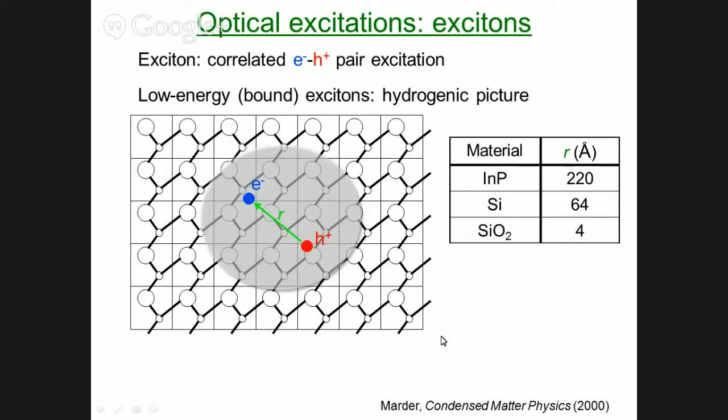Something like indium phosphide, this is 200 angstroms, which is 100 bond lengths. Well, that's huge, right? And silicon is 64 angstroms, and in glass it's 4 angstroms, like a bond length and a half. Okay, so different materials have different properties. We could, of course, do fudge factors for each material and get it perfect, but we have no predictive power. So we need a theory that can predict all of this. And that's the point of doing this Bethe-Salpeter.